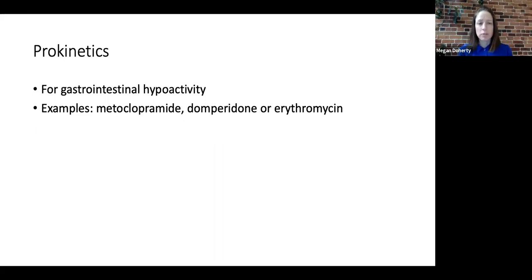Prokinetics are for situations where you suspect gastrointestinal hypoactivity. And the examples in this category include metoclopramide, domperidone, and erythromycin.